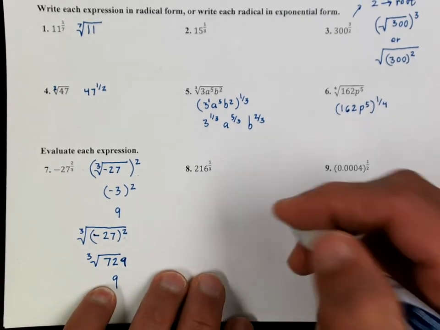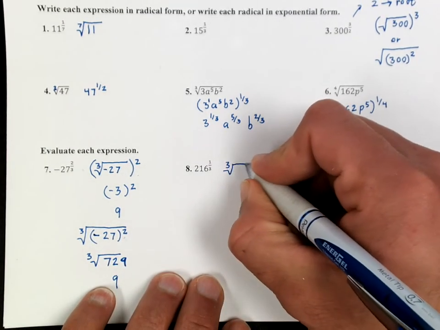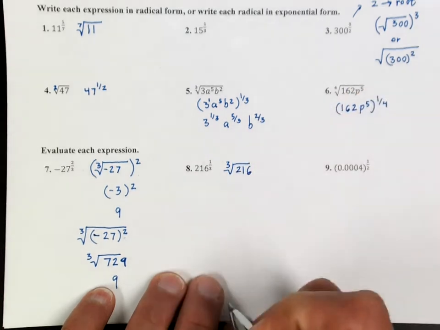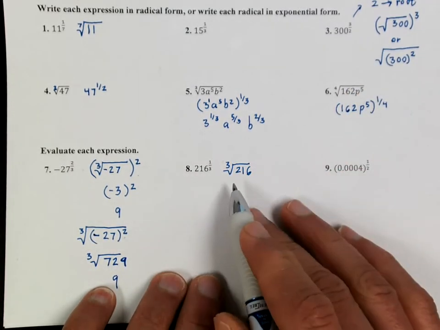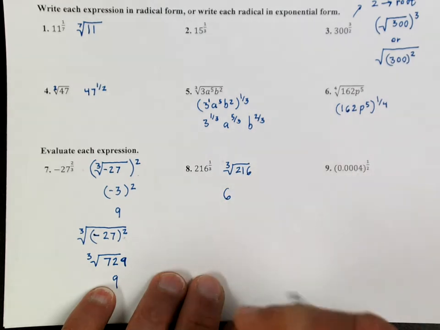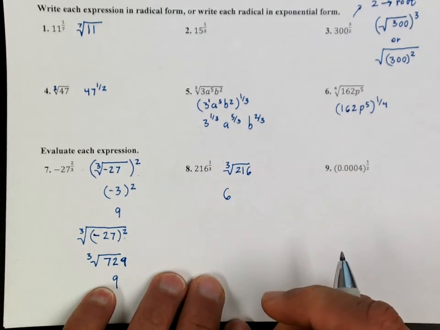Now this one's not very hard. This is going to be the cube root of 216. I don't know that one, I'll be honest, but I had to look it up. If you multiply 6 times itself 3 times, you get 216.